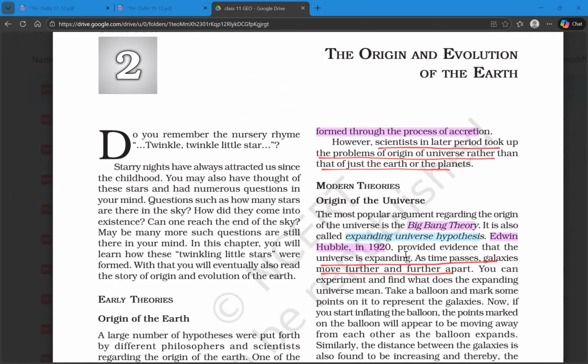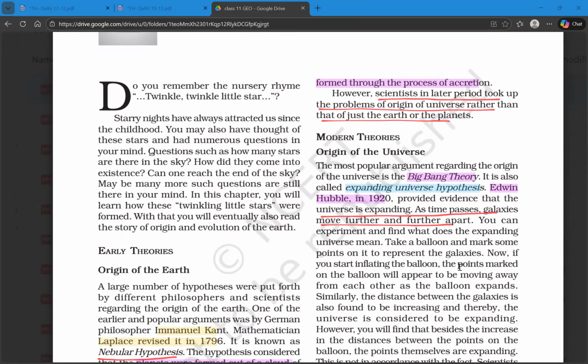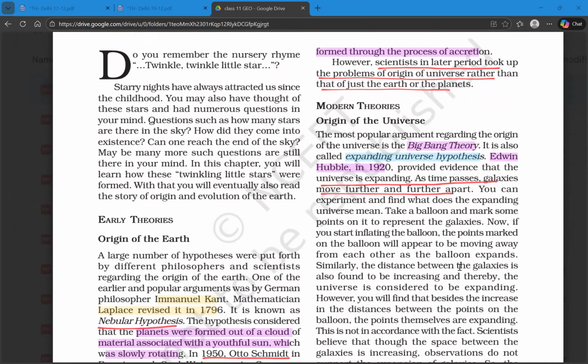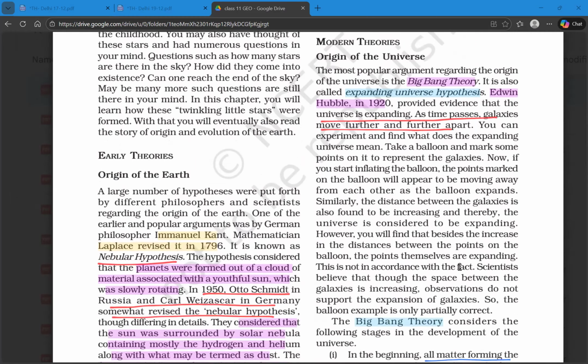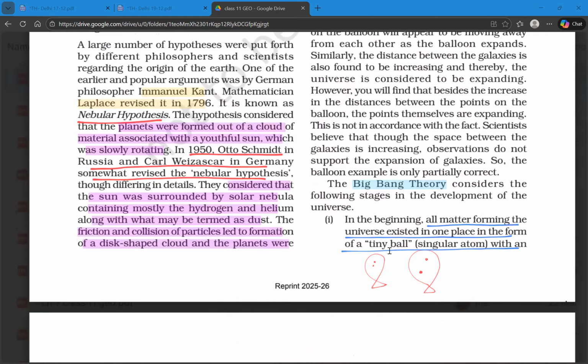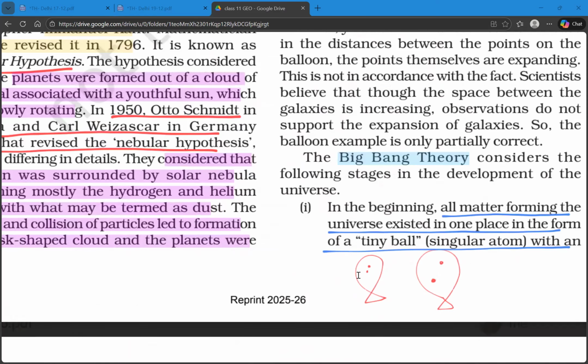So who has given the Big Bang theory? It was given by Edwin Hubble in 1920. As time passes, galaxies move further and further apart. Now we'll try to understand the Big Bang theory with an example. So let's say we have a balloon and we marked 2 points on the balloon.